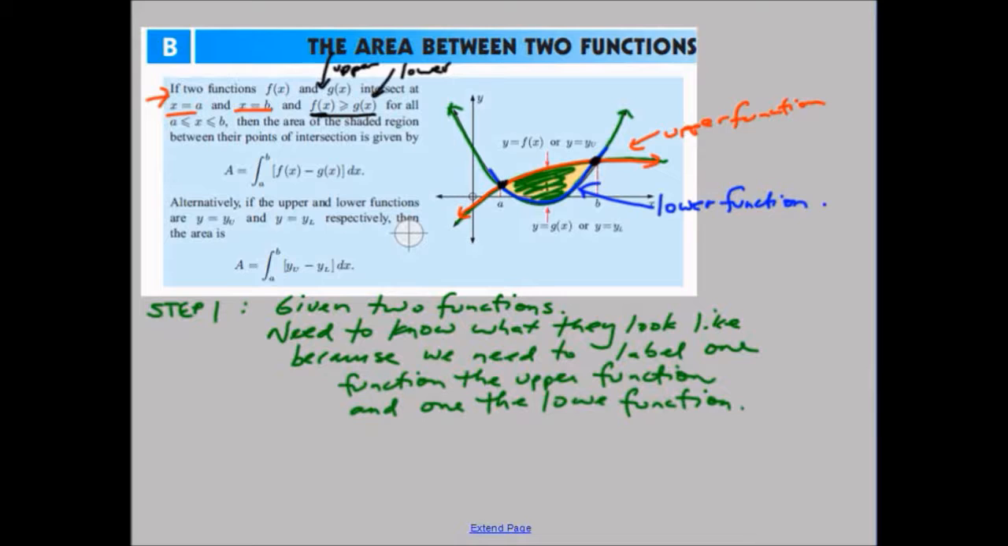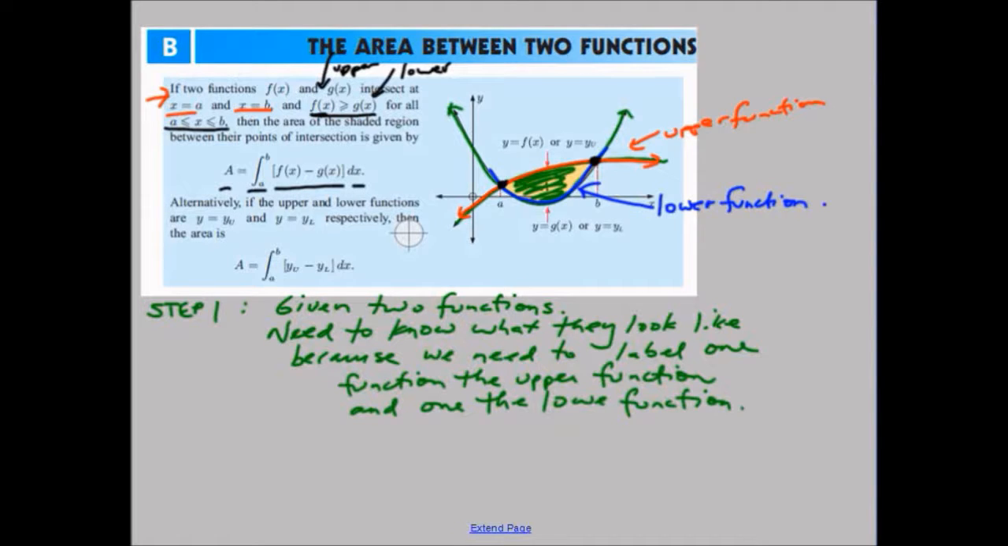For all numbers within that range, so everywhere between a and b, this function that I've colored red is the upper function, is bigger than the function that I've called blue. Then the area of the shaded region between their points of intersection is given by this formula. So we've got the area, we've got this integral from a to b, that's the other part of our integral. f of x subtract g of x. Now notice that it's the upper function subtract the lower function.